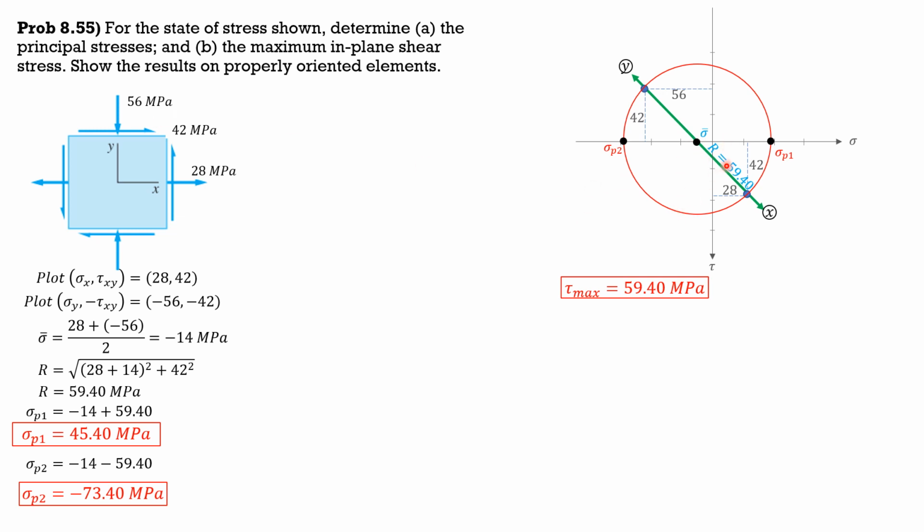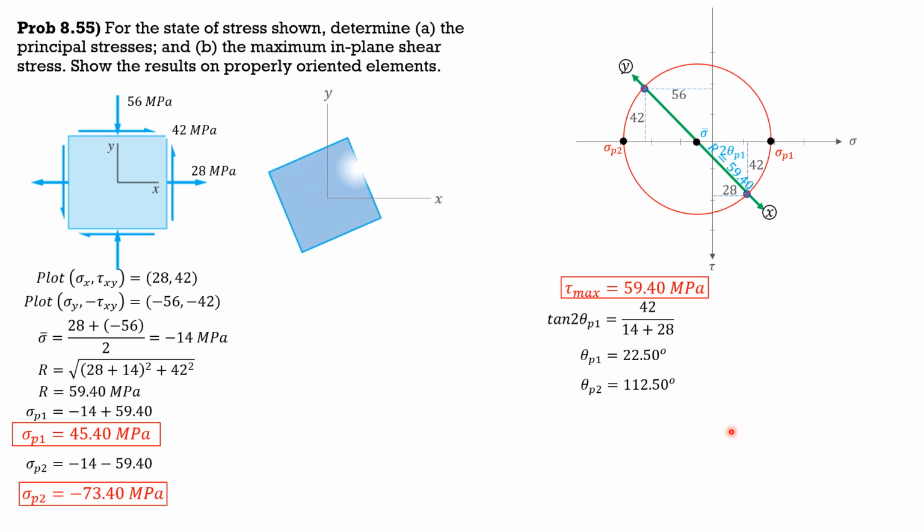So let's solve for 2 theta p1. Tangent of 2 theta p1 is 42 over 28 plus 14, or 14 plus 28. So theta p1 is 22.5 degrees because 2 theta p1 is 45. So theta p2 is 22.5 plus 90, so 112.5 degrees. So this is the element rotated counterclockwise from the x-axis to locate the principal axis 1 as shown.